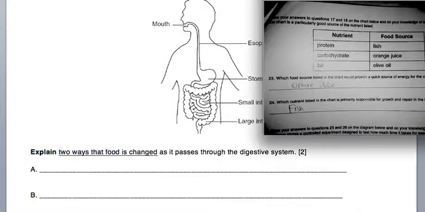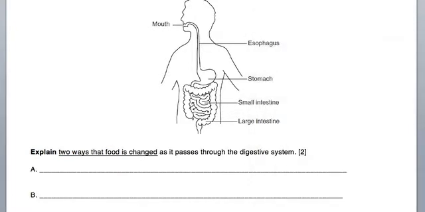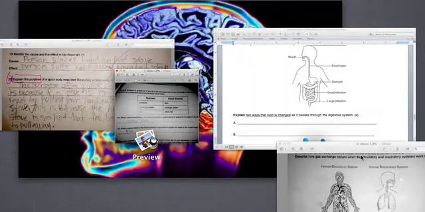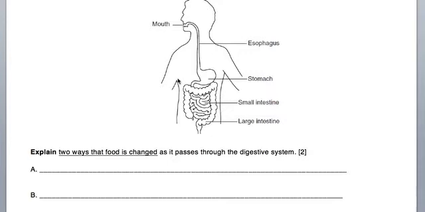Now, this is actually a very easy answer. Most of you guys told me that it goes through the mouth, it goes down the esophagus, it goes to the intestines. Alright, food is not broken down in the esophagus.